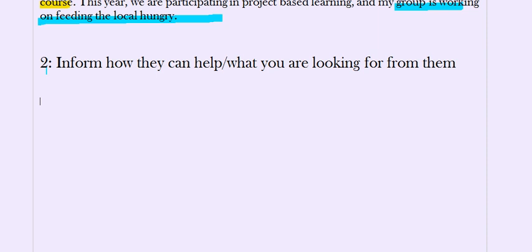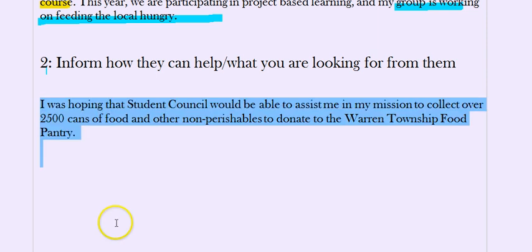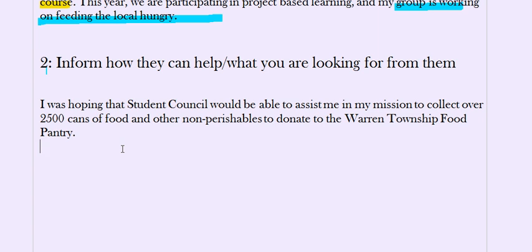So the next thing I need to do is inform my reader of how they can help or what it is I'm looking for from them. So I'm writing this letter to the advisor of student council. So I'm going to start by saying I was hoping that student council would be able to assist me in my mission to collect over 2,500 cans of food and other non-perishables to donate to the Warren Township Food Pantry. So it's just kind of basic right now. I'm hoping you will assist. I'm not giving them specific things they have to do. I'm leaving it open. Also, I'm telling them ultimately what my goal is, which is important.